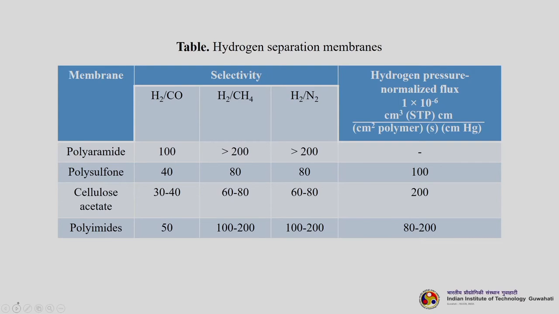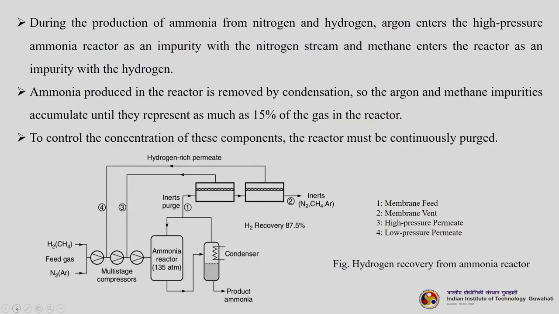So, selectivity of polysulfone membrane is actually low for all these cases, whereas you can see for polyimides and cellulose acetate, they are fairly good for hydrogen methane as well as hydrogen nitrogen separation. This is an example of hydrogen recovery from ammonia reactor. Let us see how it is being done.